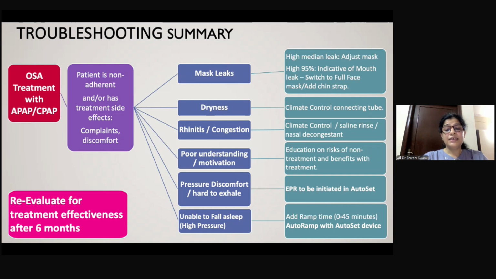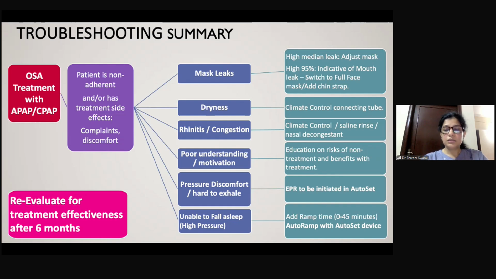If these patients find it difficult to fall asleep, of course, if it is because of high pressures, you need to add ramp, which could vary between 0 to 45 minutes, which ensures that the pressure starts increasing after the patient has slept. And there is now also auto ramp, wherein the machine is actually going to detect that the patient has slept and only then start increasing the pressure.